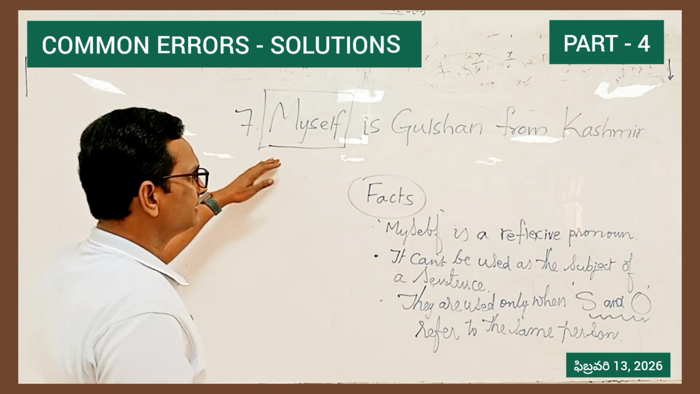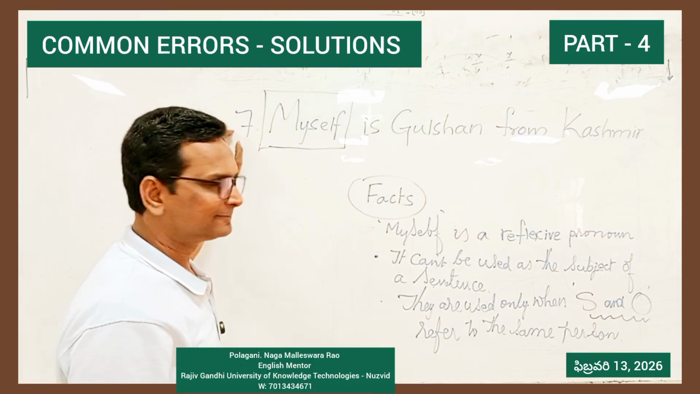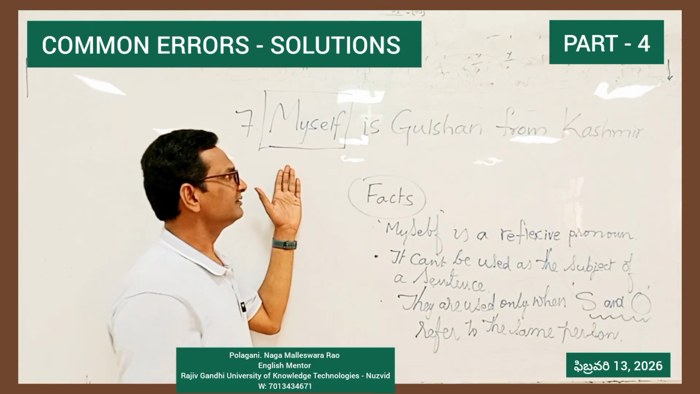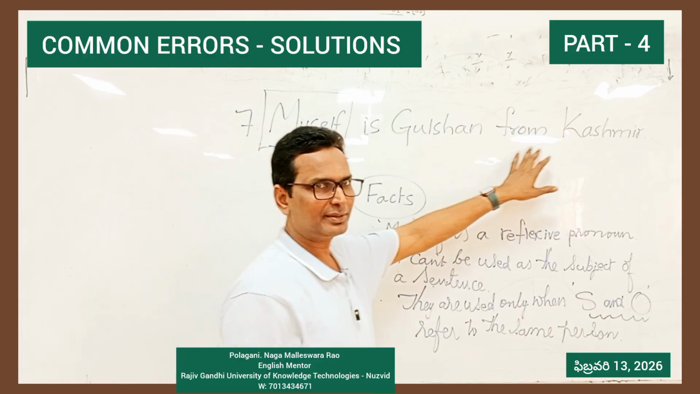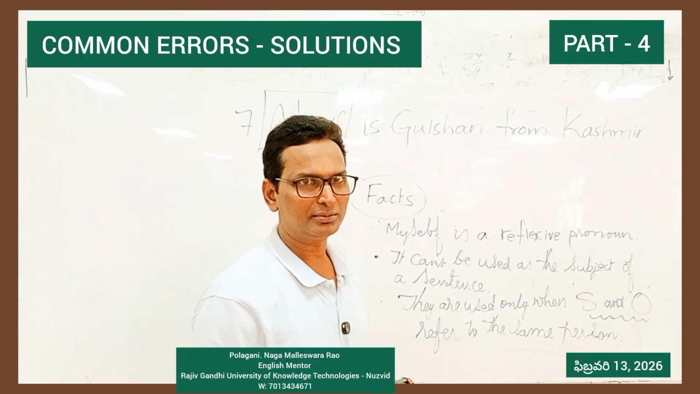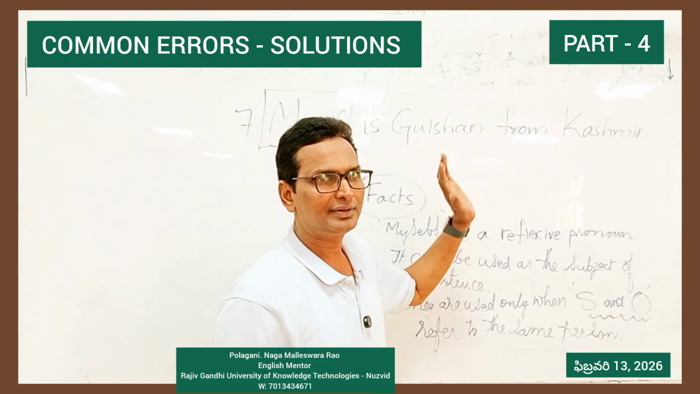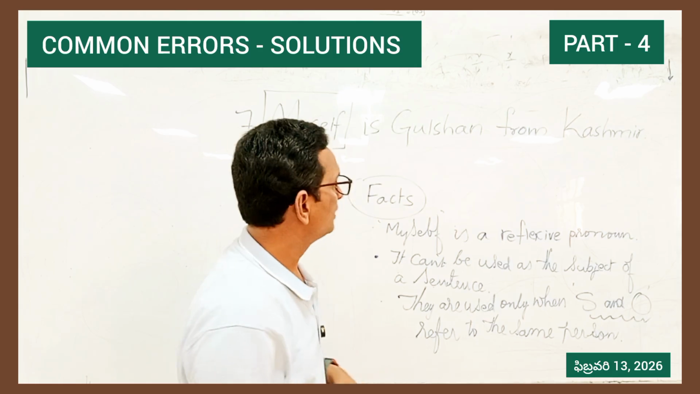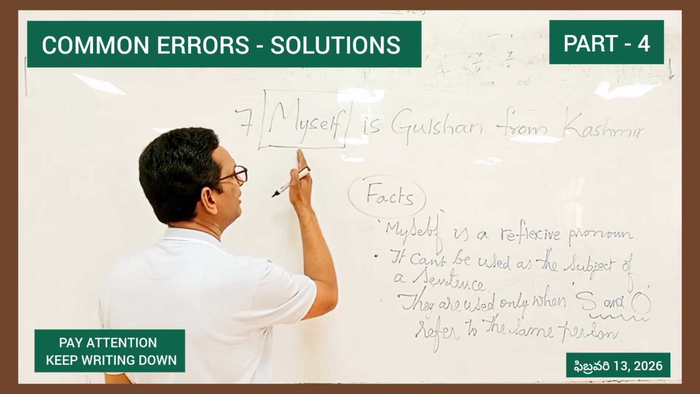Please do look at this sentence. This is problem number 7. Here, myself is Gulshan from Kashmir. This is the problem, or this is the sentence. We need to correct this sentence. There is an error. I have encircled this.